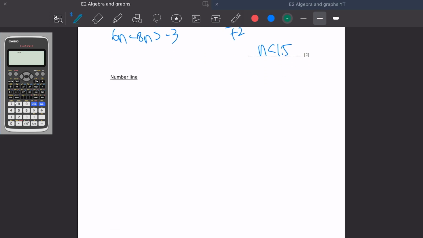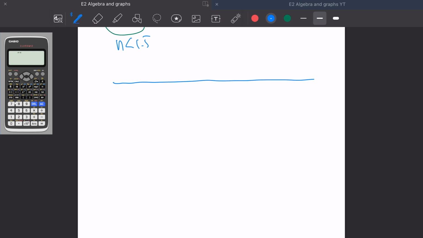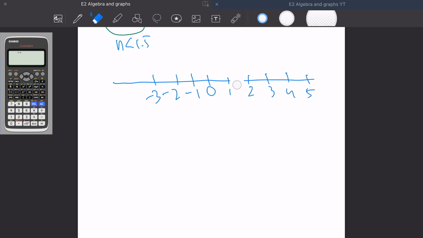Now the final part, number lines. For example, they ask you to represent n is less than 1.5 on a number line. How do you do this? First, you draw the number line. You have 0, minus 1, minus 2, minus 3, 1, 2, 3, 4, 5. 1.5 is here. My bad. 1.5 is here.